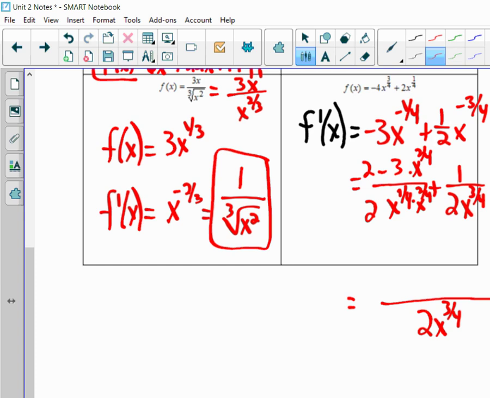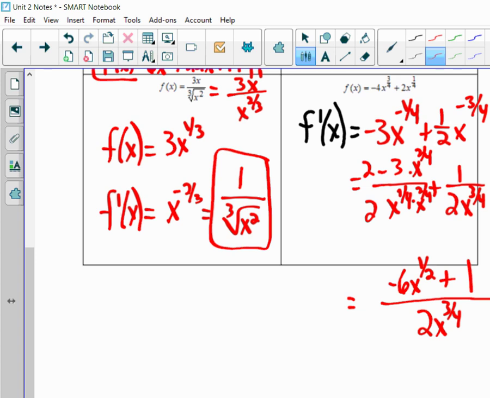So on the top there, 2 times negative 3 is negative 6, and I'm going to write that as x to the 1/2 instead of 2/4. And then over here, I already have the common denominator, so I don't do anything. It just stays a +1.